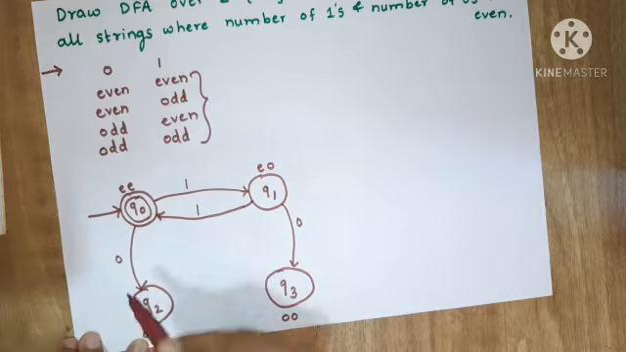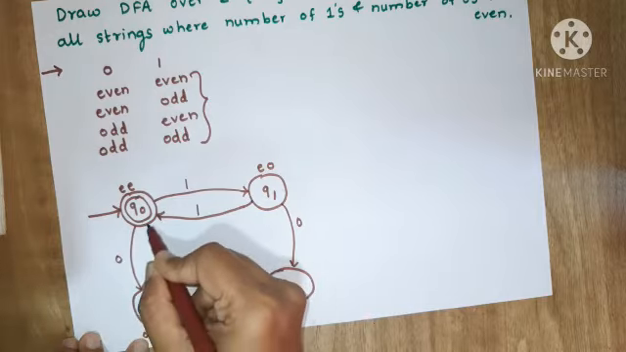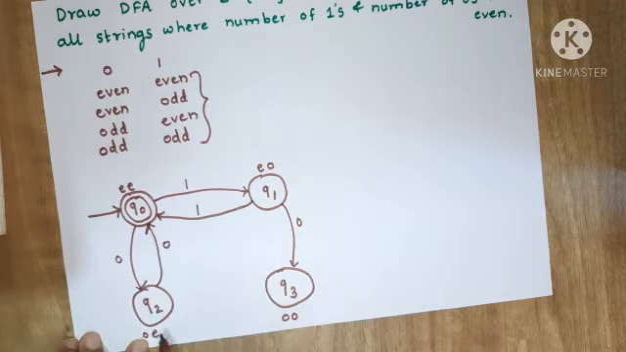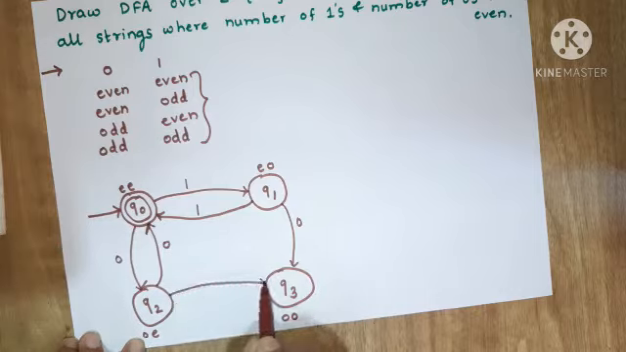So that means what? Where I should go? I should go to even state for 0. Now in Q2 state, the number of ones are even, and if I get one more 1, the number of 1s will become odd, and already my number of zeros are odd. So I will go to a state that is Q3 for 1.